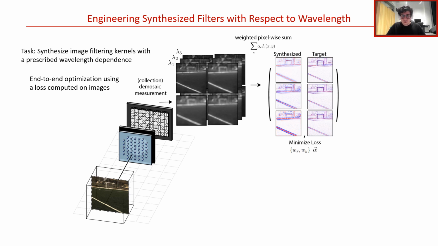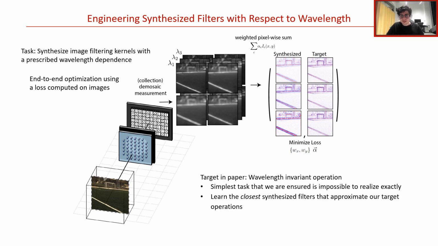While there are many different wavelength targets that we could have looked at in this paper, we actually focus attention on the task of producing a wavelength invariant Laplacian Gaussian kernel. The reason is that a wavelength invariant filter is the simplest task that we can ask for, but be assured it is impossible to realize exactly.